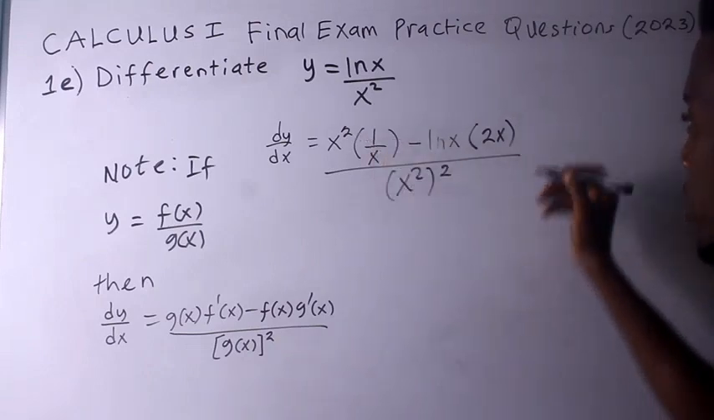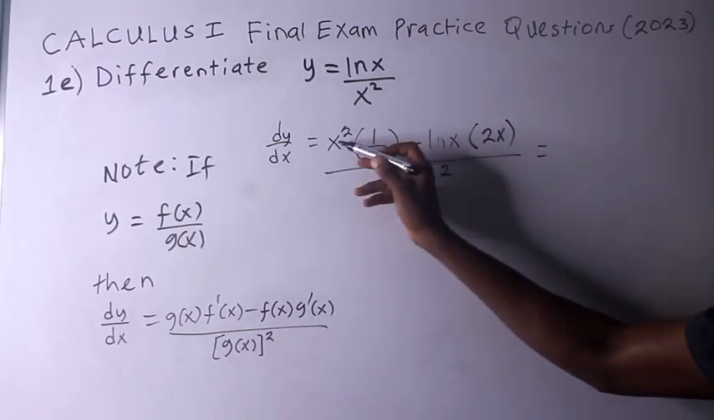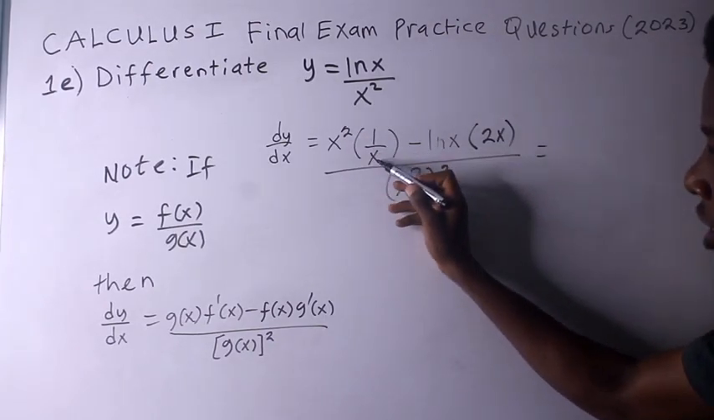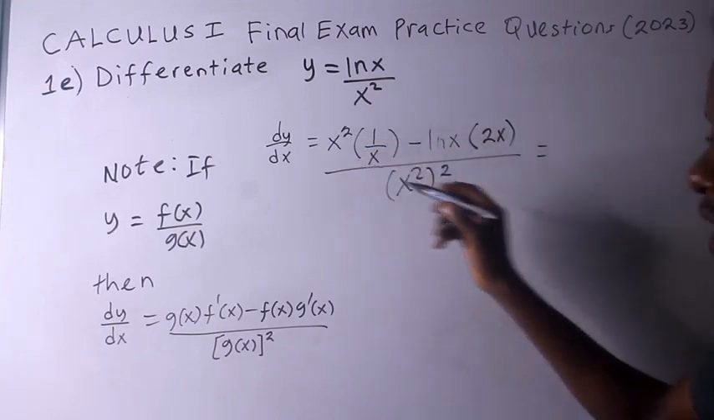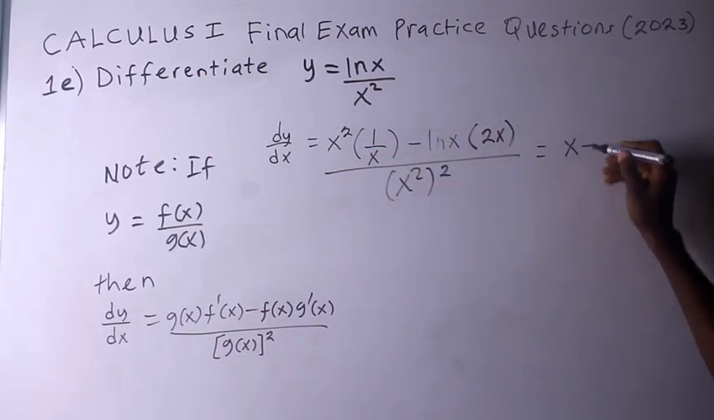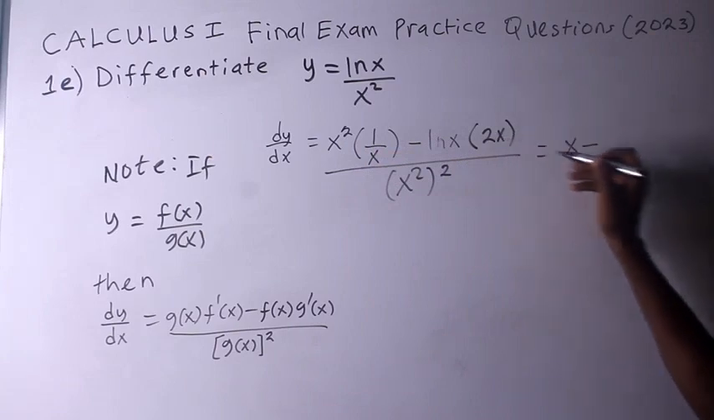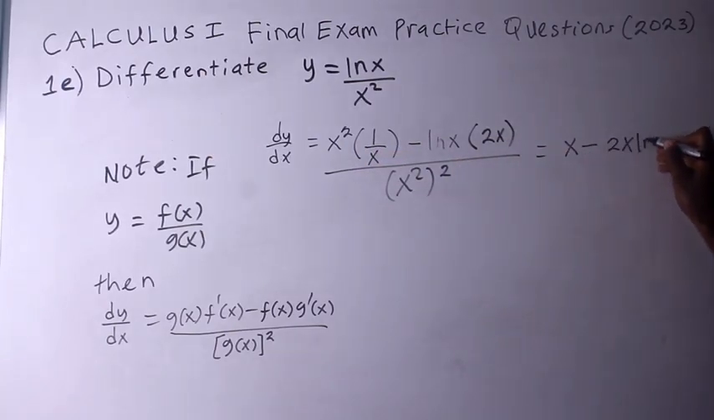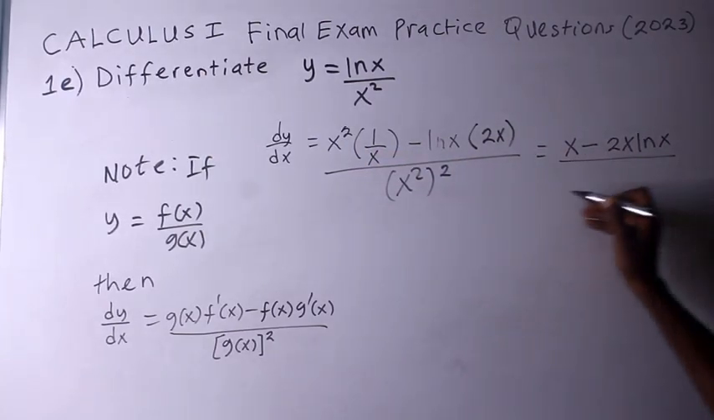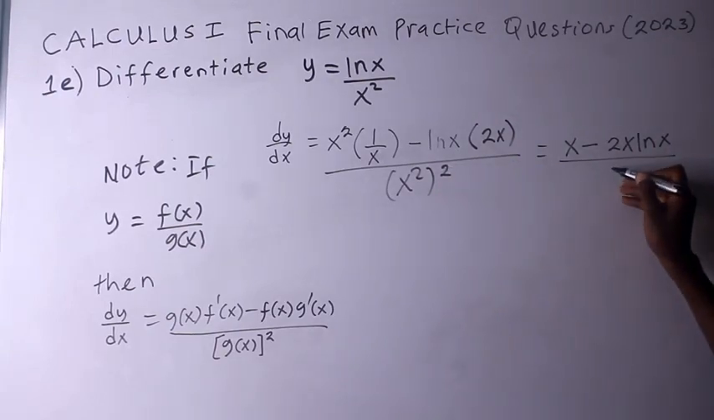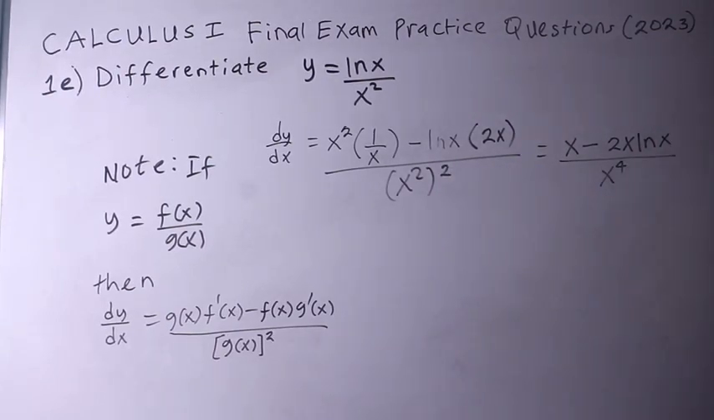And we can simplify this by writing, if we simplify x squared times 1 over x, this x goes into this x squared, it goes x times. So this is x minus the ln of x times 2x is 2x, the ln of x, all divided by x squared all squared, which is x to the power of 4. So we can go and simplify both further.